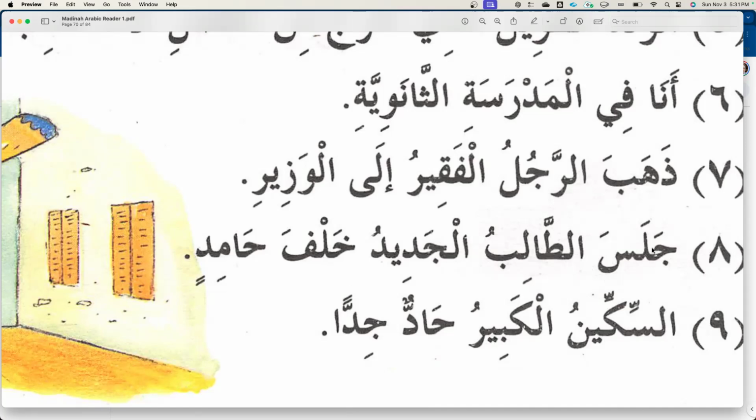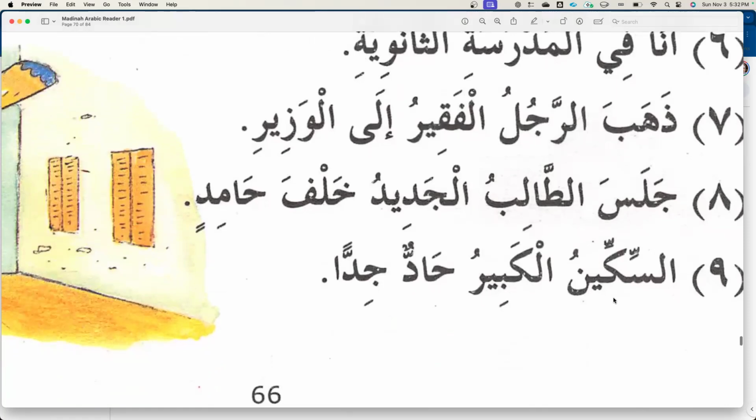Exactly. But if I say sitting, how would I say that? جالس. Jalisun. But I will not start the sentence with it. I would say الطالب الجديد جالس خلف حامد. The new student is sitting behind Hamid. But I'm saying he sat. جلس. He sat. جلس الطالب الجديد. The new student sat. Past tense, in this new verb that we learned. خلف حامد. Okay. And last one, Kamiria.